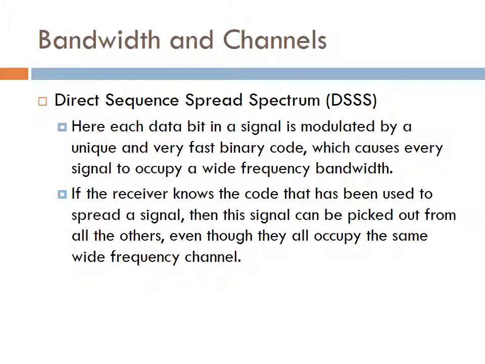Direct sequence spread spectrum. Here, each data bit in a signal is modulated by a unique and very fast binary code, which causes every signal to occupy a wide frequency band. If the receiver knows the code that has been used to spread a signal, then this signal can be picked out from all the others, even though they all occupy the same wide frequency channel.